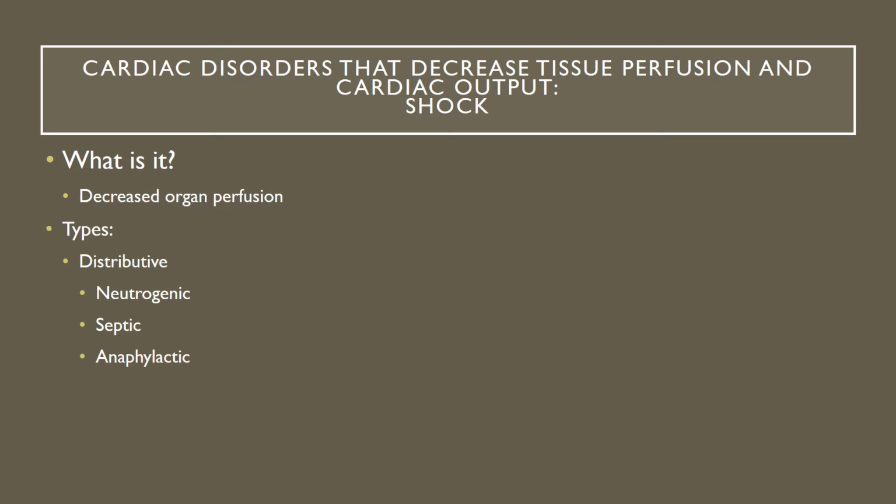We have multiple types. We have distributive, which includes neurogenic, septic, and anaphylactic. And so neurogenic is going to be originated from the brain, neural sources. Septic is going to be a bacterial infection in the blood, and anaphylactic is going to be due to a hyperinflammatory or hypersensitivity response.